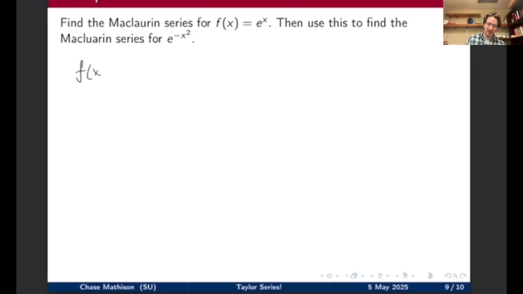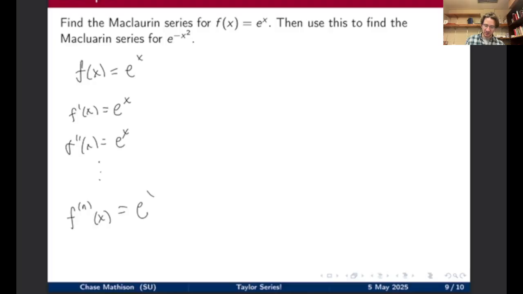e to the x is the nicest function because if f of x is e to the x, then f prime of x is e to the x, and f double prime of x is e to the x, and so on and so on and so on. And the nth derivative of f of x is e to the x, right? So that means that the nth derivative of f at the center 0 is e to the 0, which is 1.